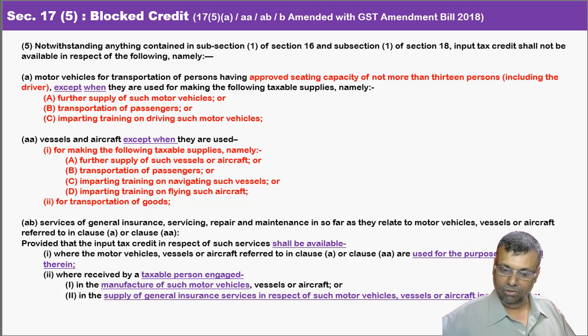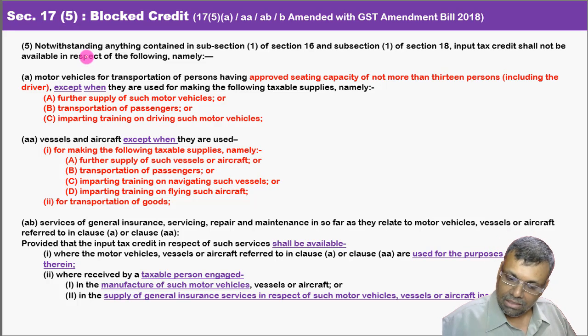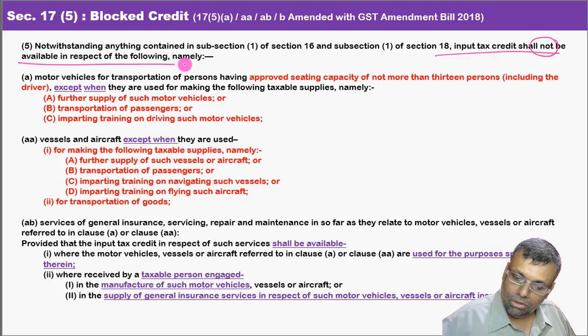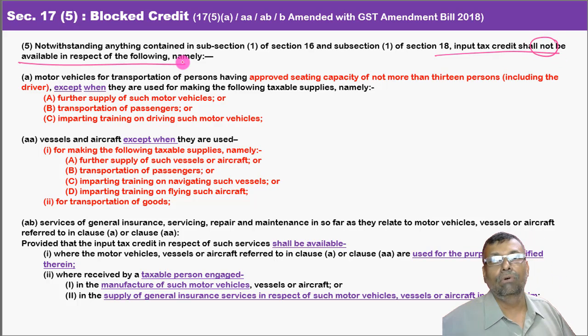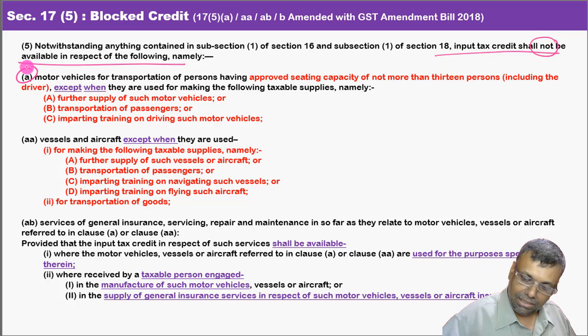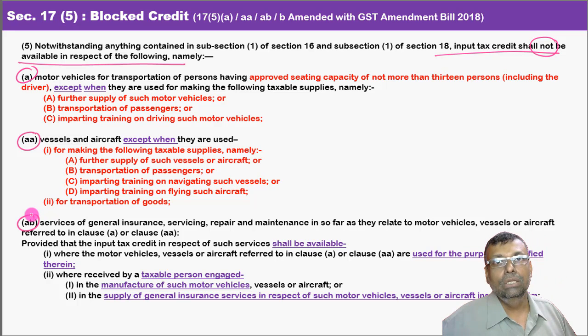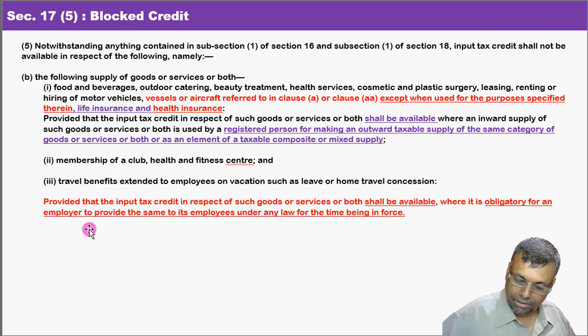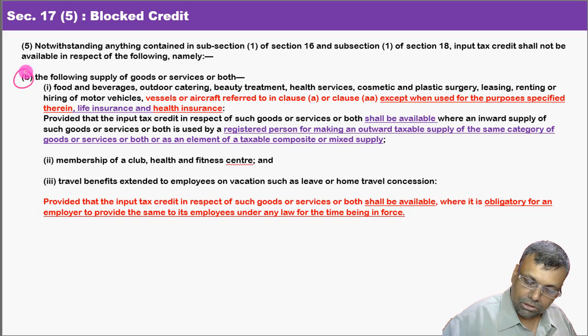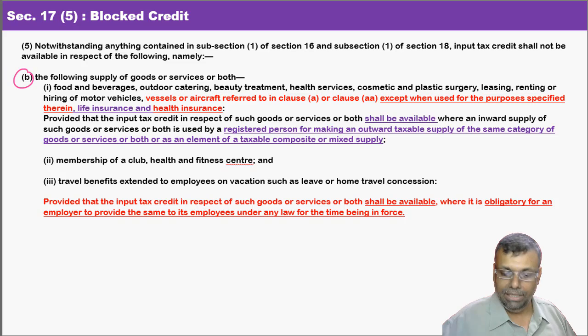So first of all, section 17(5), the new provision, I am straight away explaining that to you. Under section 17(5), input tax credit shall not be available in respect of the following situations. So this is what we call a block credit situation. And clause A, clause AA, clause AB are newly inserted provisions. I repeat, they are newly inserted or newly amended provisions. Clause B is also a newly amended provision.